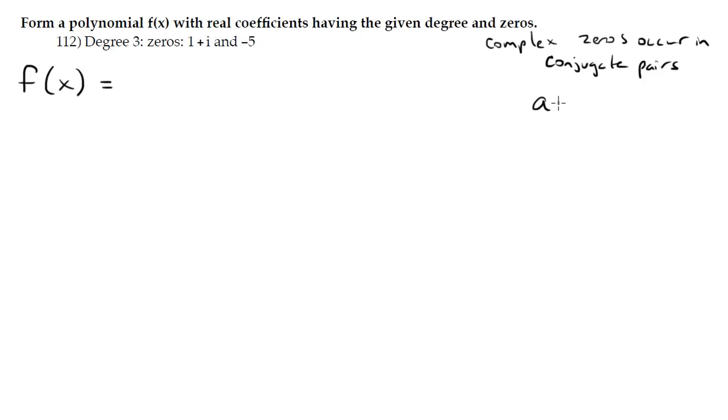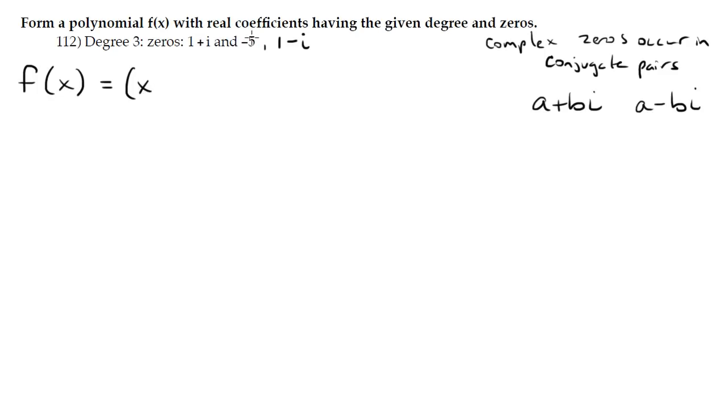That means if I know a plus bi is a 0, a minus bi also has to be a 0. They have to occur in pairs. If a plus bi is a 0, a minus bi is a 0. So if I know 1 plus i is a 0, 1 minus i has to be another 0. And that's our degree of 3. 1 plus i is a 0, 1 minus i is a 0.